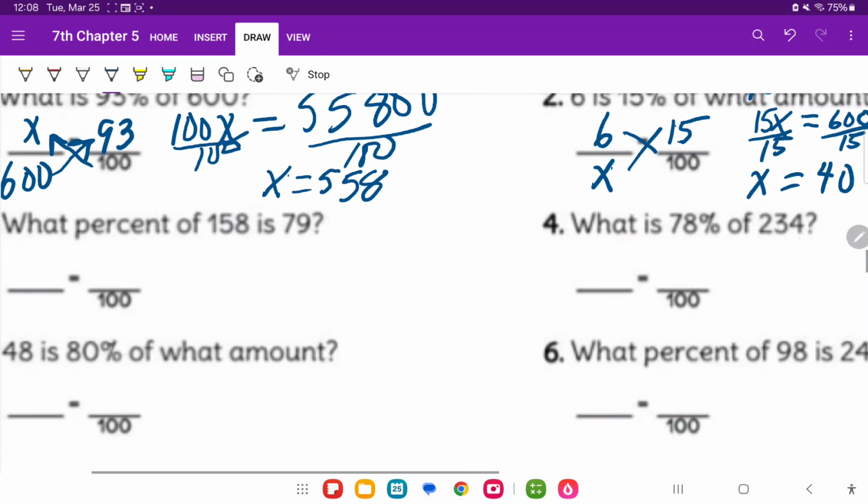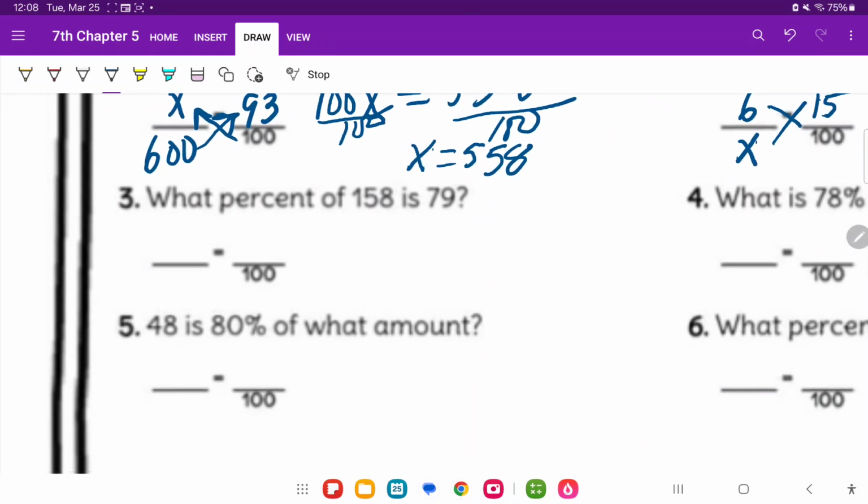Okay? All right, so then on number 3, let's look at that one. What percent of 158 is 79? So this time we don't know the percent. It says what percent, so we don't know that. So remember, it's is over of, like that. So now we're going to cross multiply.